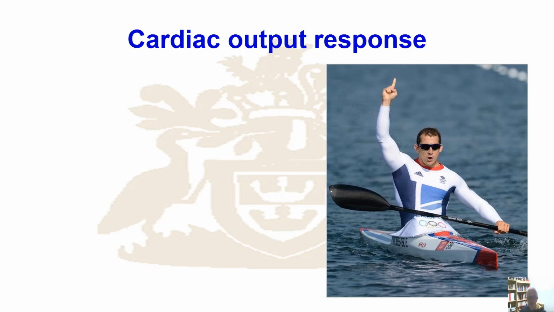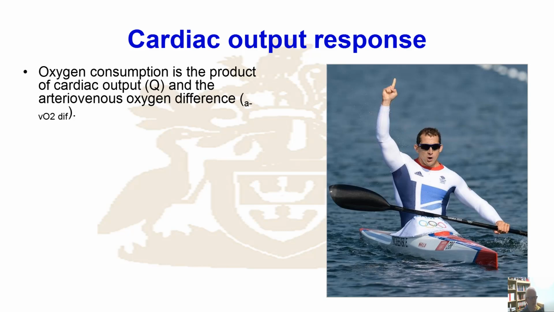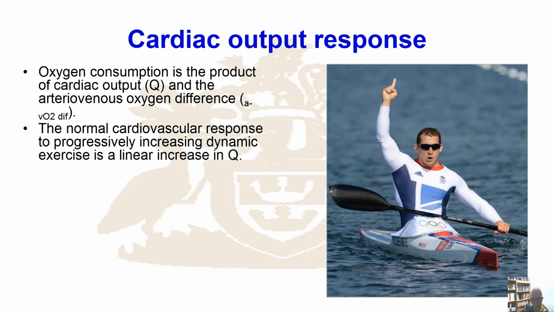So let's think then about the cardiac output response. Remember, cardiac output, Q, would appear to follow, as we saw in the previous schematic, a linear-like response. Q represents oxygen delivery and is a fundamental part of our Fick principle. So again, to re-emphasize the point, oxygen consumption, VO2, is a product of cardiac output, Q, and the AVO2 difference.